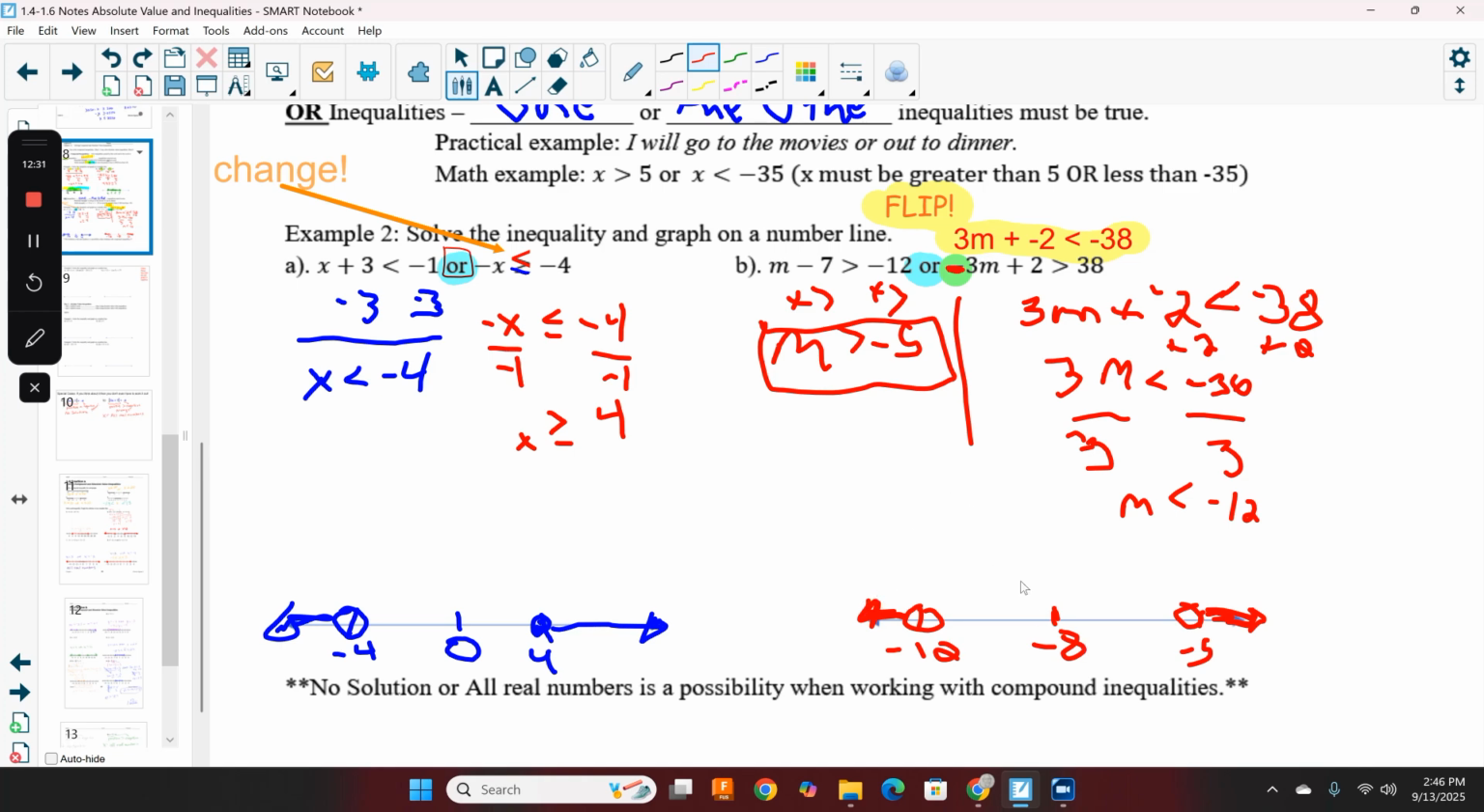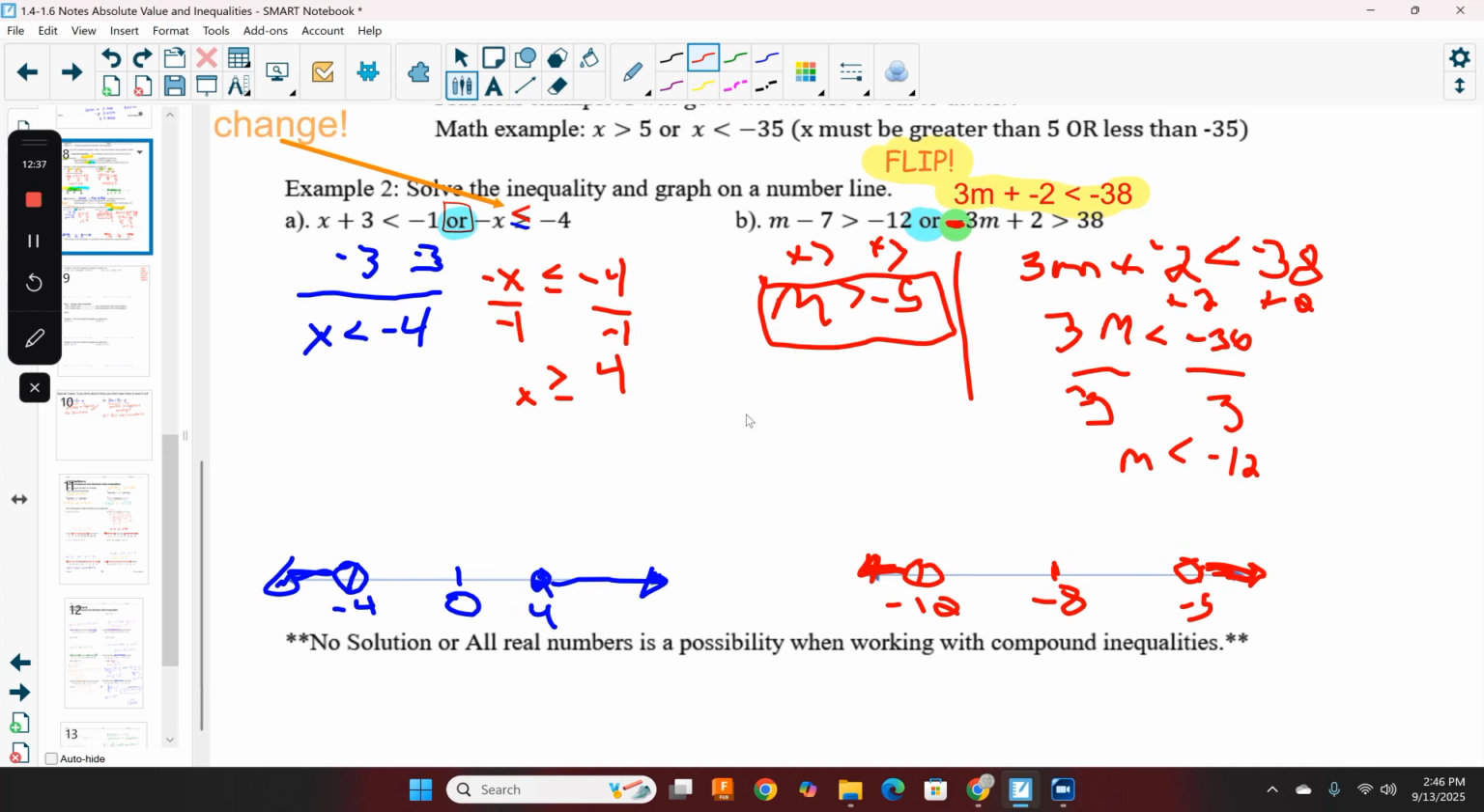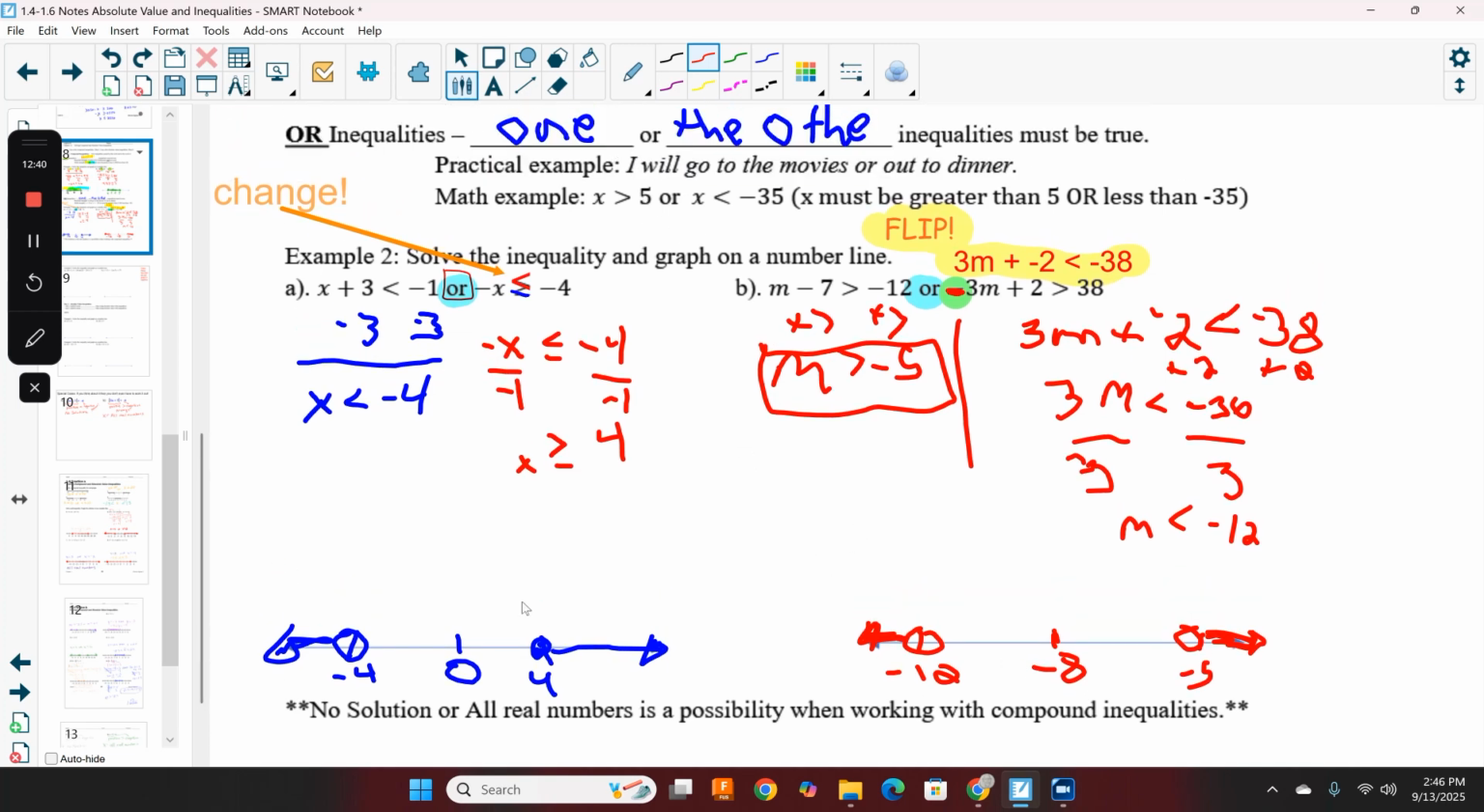So again, negative 8 is making both of those false, no shading in the middle, we're shading the ends. An OR inequality usually shades the ends.